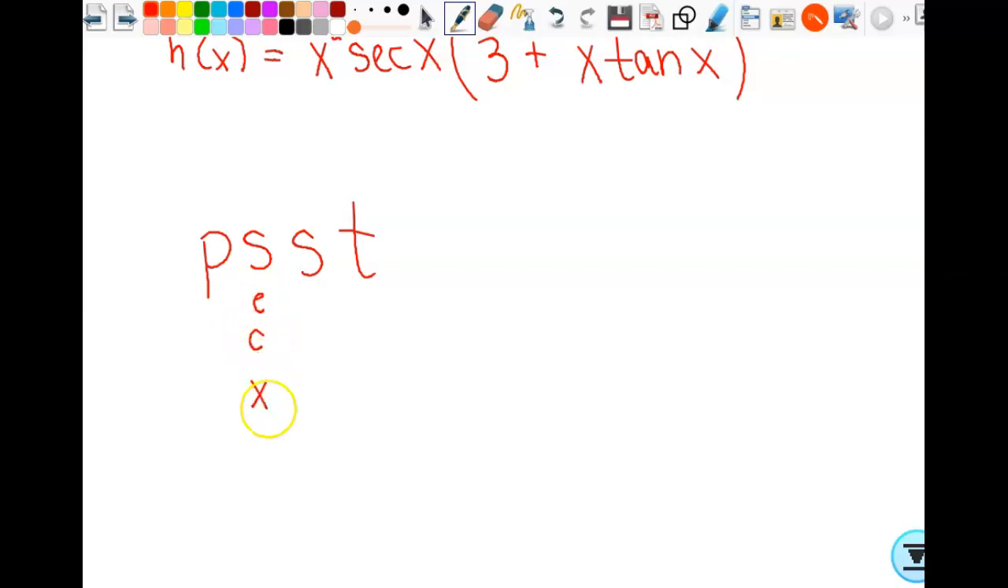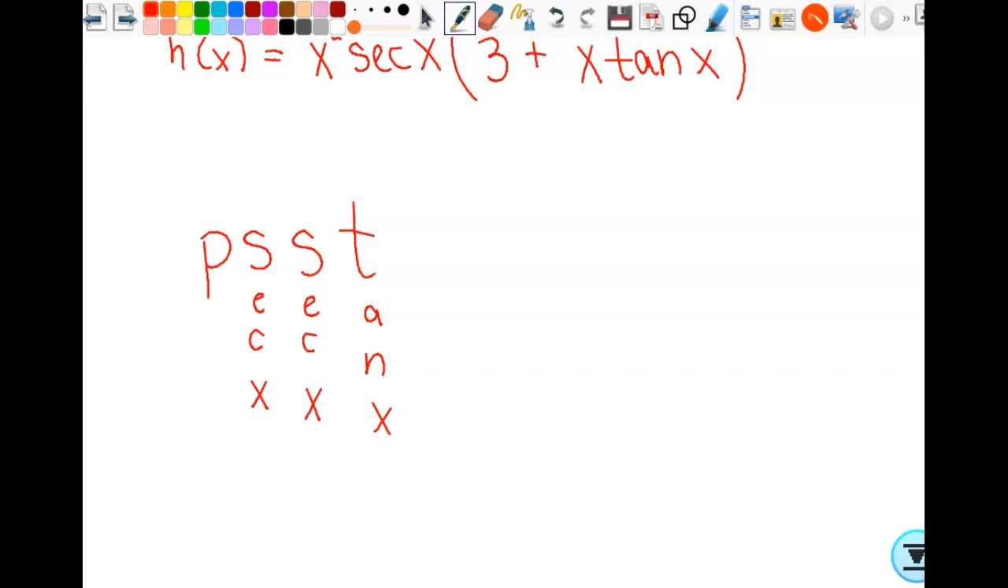So secant x, tangent x. So ignore the P. The derivative of secant is secant x times tangent x. The derivative of tangent x is secant x times secant x. I didn't think I would need that, but after somebody showed it to me, that's what I've used. So secant times tangent, derivative of tangent, secant times secant, so secant squared.